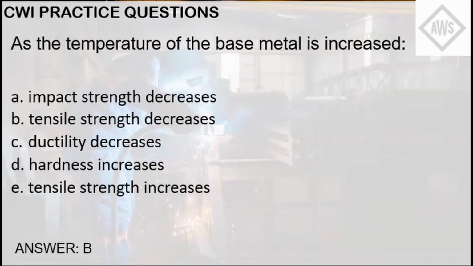For the choices, impact strength decreases on colder temperatures, not high. That is why you need impact testing when welding at frigid temperatures. Decrease in ductility is synonymous with a decrease in impact strength. Hardness and tensile strength increase is the direct opposite of the answer, as hardness and tensile strength are almost synonymous to each other. Knowing the effects of temperature on the base metal is an essential knowledge base in Part A of the CWI exam, so you need to know this.